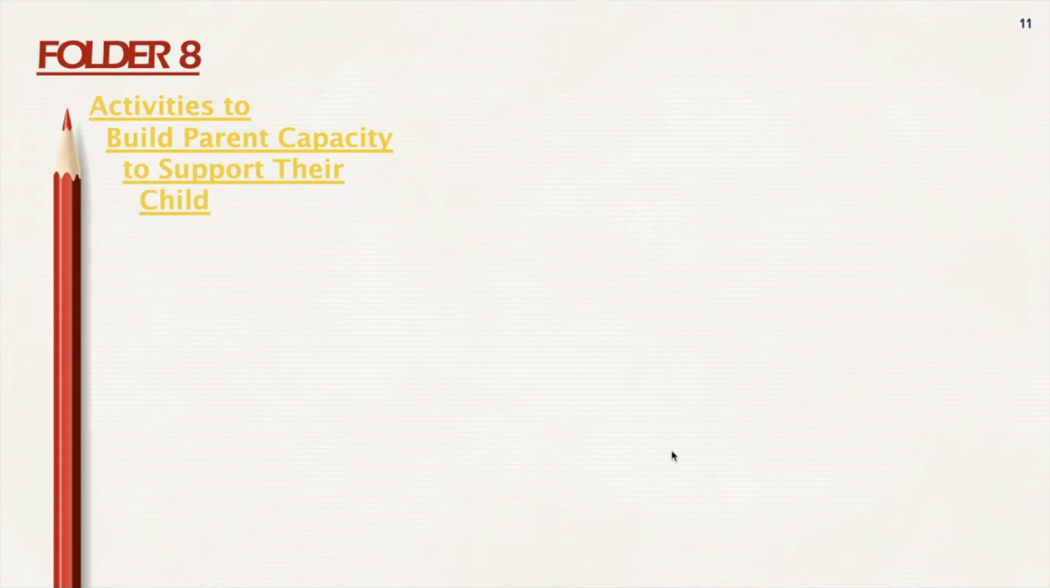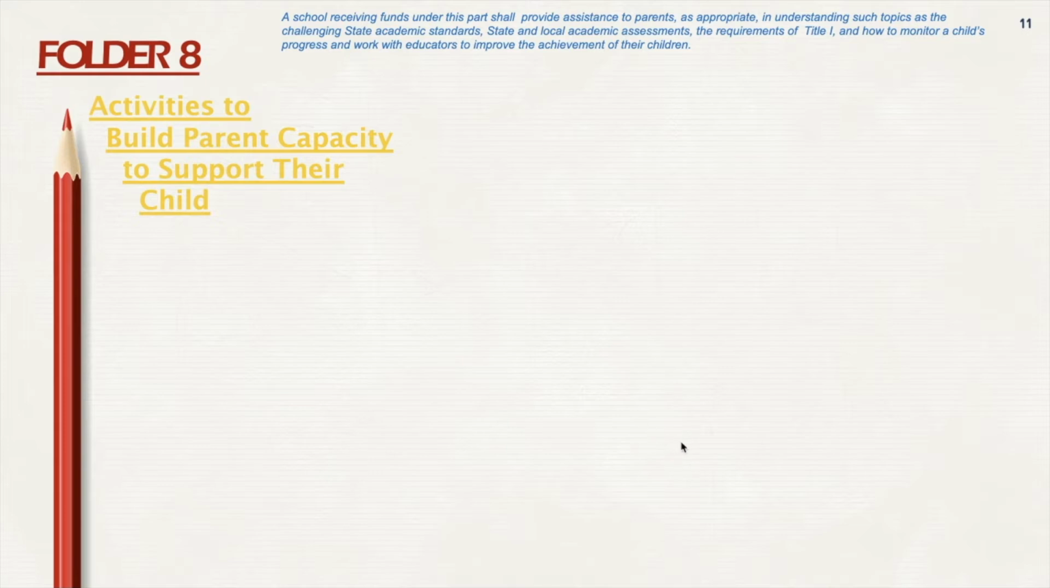Folder 8, activities to build parent capacity to support their child. This goes hand in hand with building staff capacity. As a school receiving funds under this part, we shall provide assistance to parents as appropriate in understanding such topics as the challenging state academic standards, state and local academic assessments, the requirements of Title I, and how to monitor a child's progress and work with educators to improve the achievement of their children. This is also a section in the Parent-Family Engagement Plan, so you've already filled out some of this because you've said what you're planning to do in the coming year.